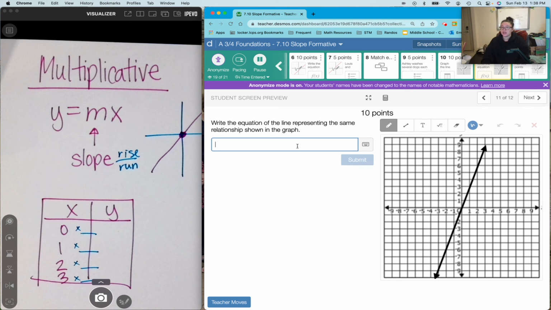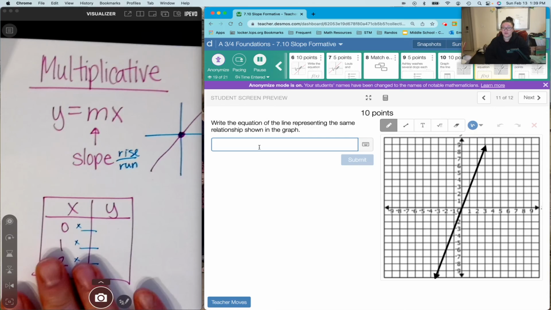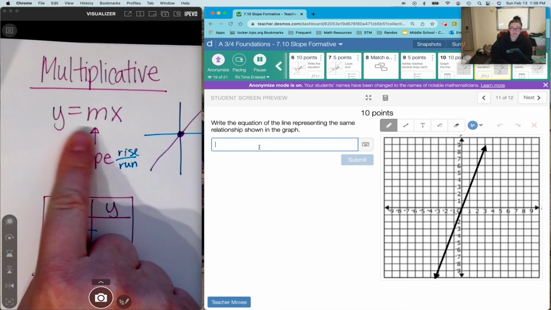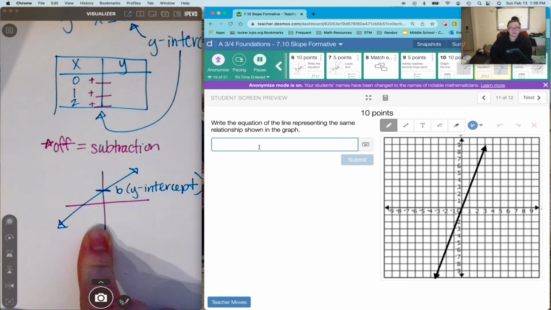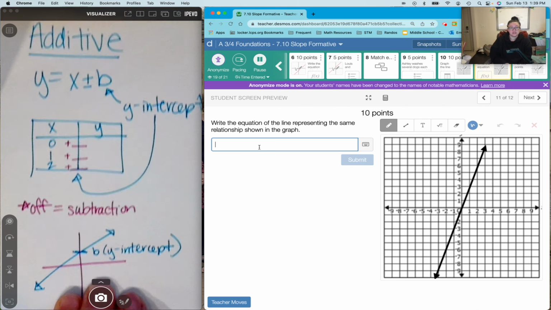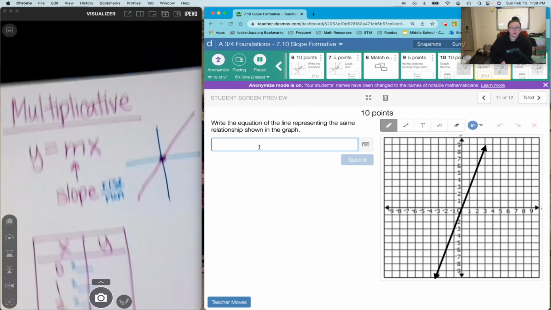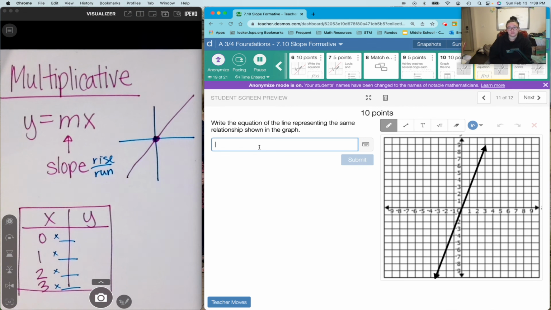Now they gave me the line, and again, we got to make sure we're reading carefully. It says, write the equation. You don't even have to know what the other words mean. You see, write the equation. And we've got to look and see, is this a multiplicative graph, or is this an additive kind of graph? Additive, where we have a y-intercept, or multiplicative, where we have the origin? We have the origin. So that means this is multiplicative.